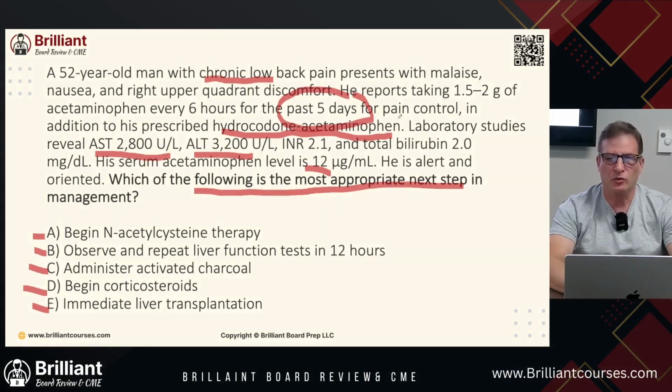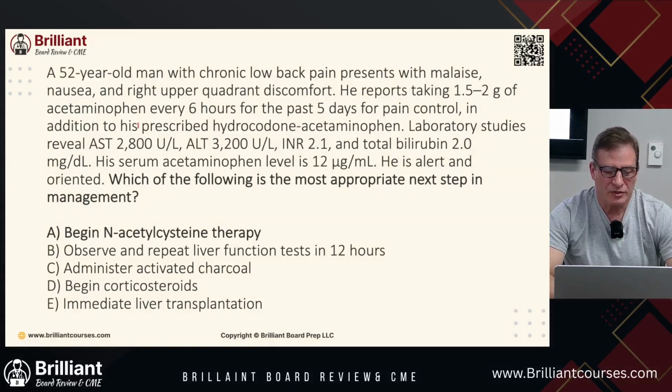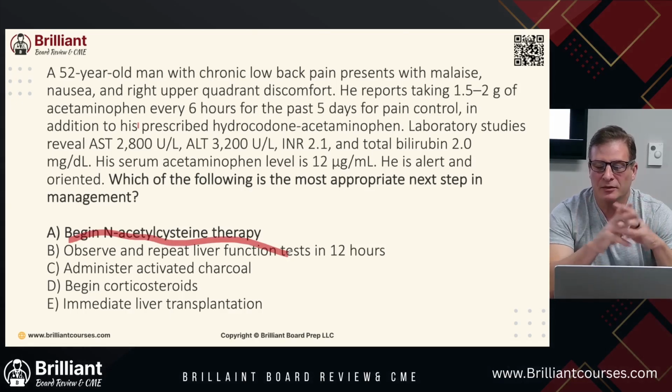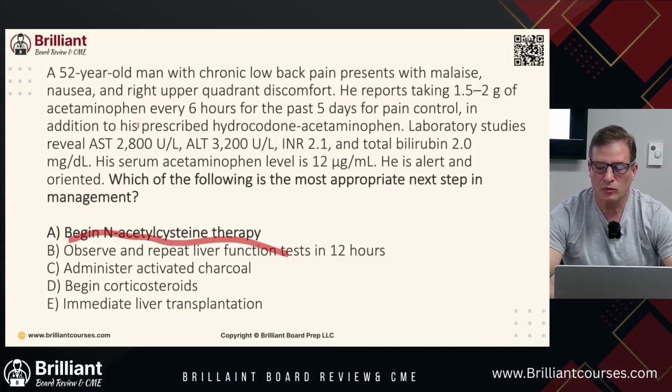Okay. Now let's go back to our question at hand. This is a 52-year-old man who's been taking acetaminophen at a higher dose level than probably should, mixing it with hydrocodone and acetaminophen for acute back pain, and now we have a liver problem. So what are we going to do? So what is the answer? The answer is to begin N-acetylcysteine therapy, beginning the NAC, and the American College of Gastroenterology recommends beginning if the acetaminophen level is greater than 20, regardless of the time since ingestion, okay?